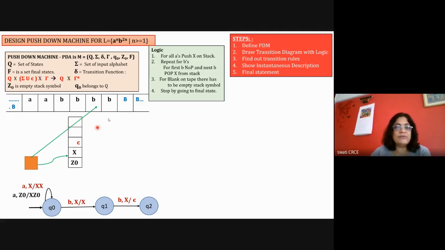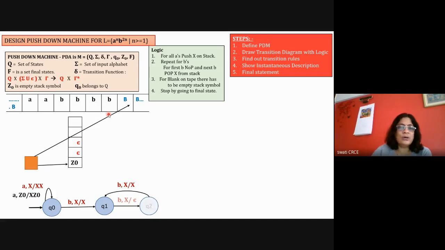Again, now it is getting the first B from the next pair. So for the next pair, it will do nothing on the stack. After reading B, the read head will go to the right, and nothing is happening onto the stack. With the second B, it has to remove X from the stack. So for the first B we do nothing, and for the second B we perform the pop operation. That way we say that two B's are there for one A.